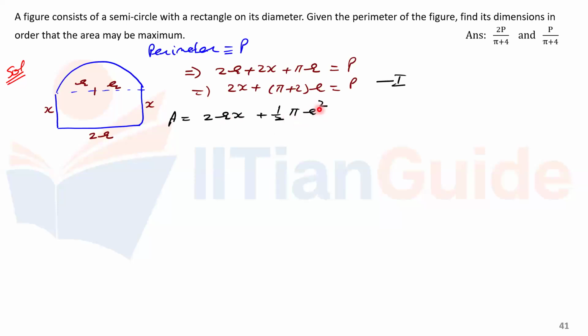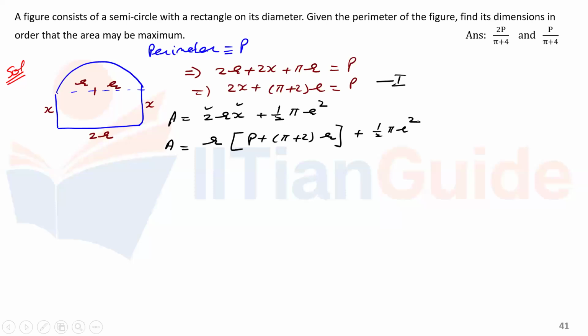In this expression, what I notice, I'm having R at two places, so don't change R. Here is R square also. Write X in terms of R, that will be easy for me. So I'm writing the value of 2X, I can say that is nothing but P minus (pi plus 2) into R. After that, 1 by 2 of pi R square.